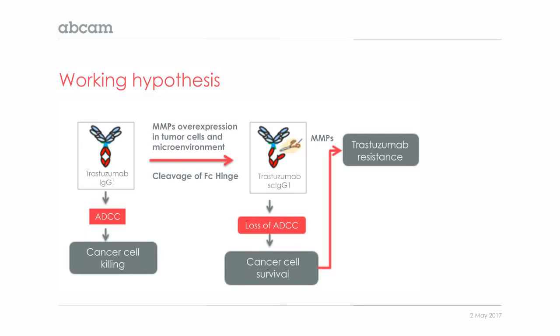To summarize what we have learned here: trastuzumab in part relies on effector functions such as ADCC that kill cancer cells for its efficacy. But during tumor progression, you have accumulation of metalloproteases such as MMPs. These proteases, such as MMP9, can cleave the trastuzumab hinge region. This will compromise the Fc-mediated effector function, with a loss of ADCC and ADCP. This leads to cancer cell survival and results in trastuzumab resistance.